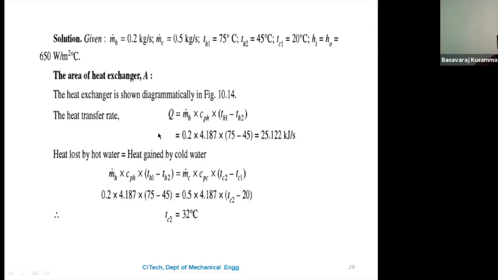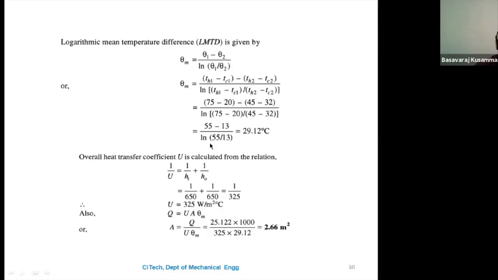You calculated the Q and the exit temperature of the cold fluid. Next, we need to calculate the logarithmic mean temperature difference, theta m. What is theta m? Theta m is equal to theta 1 minus theta 2.